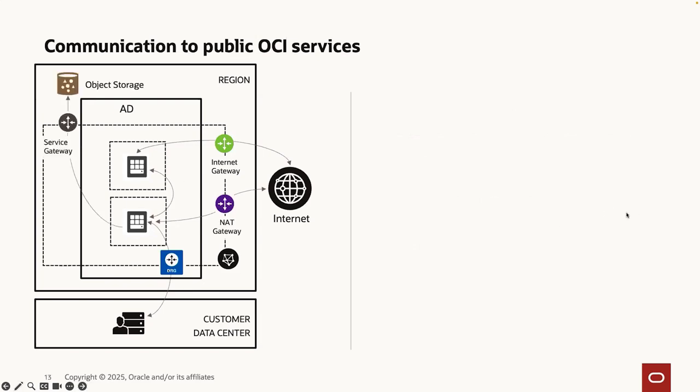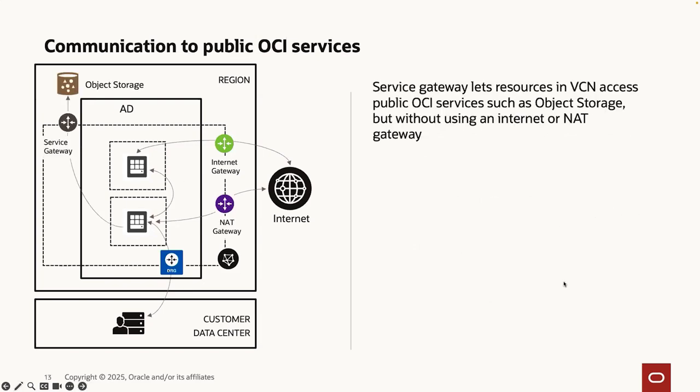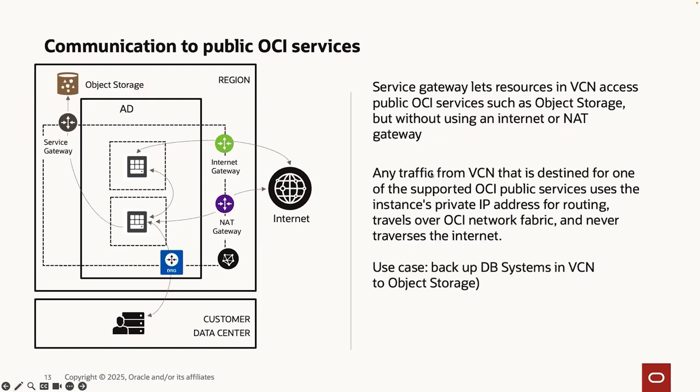The service gateway is the last gateway option that we'll be covering. This gateway lets resources in your VCN access public OCI services such as object storage, but without using the internet or the NAT gateway. Object storage has public endpoints, which allow you to access storage through the web. You would want to access object storage because when you take backups of your database, the best place to store them is object storage, which is built for massive scalability and reliability of data.